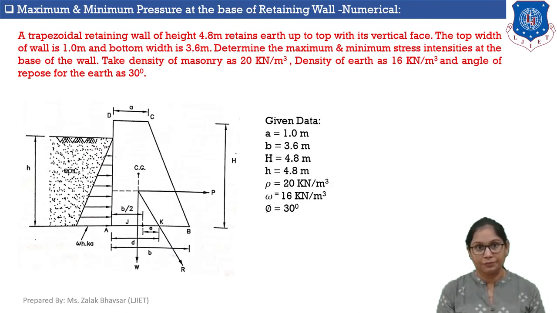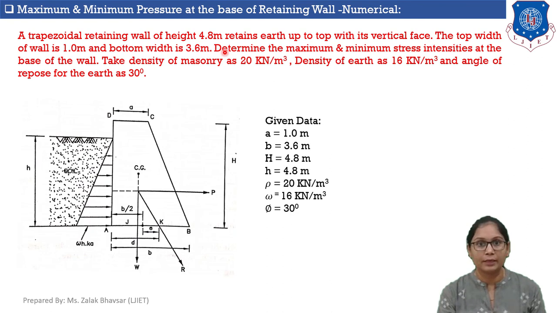So let's read the data first. A trapezoidal retaining wall of height 4.8 meter. Here H is the height of the retaining wall. Capital H, 4.8 meter, is given. It retains earth up to the top with its vertical face. It means the retaining wall supports earth or soil for the full height. So we can say that small h is also 4.8 meter. Now the top width of the wall is 1 meter. It means small a is 1 meter and the bottom width is 3.6 meter. It means small b is 3.6 meter.